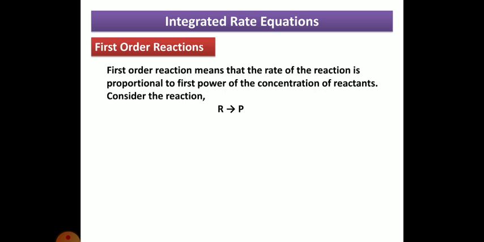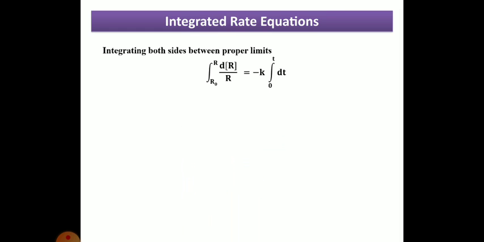For understanding, we are considering the simplest reaction: R gives P, in the sense that reactants are converting into product, and the corresponding rate law we have written here. By doing rearrangement, the concentration of R term at the right hand side of the equation we have taken to the left hand side. At the same time, dt we have taken to the right hand side of the equation.